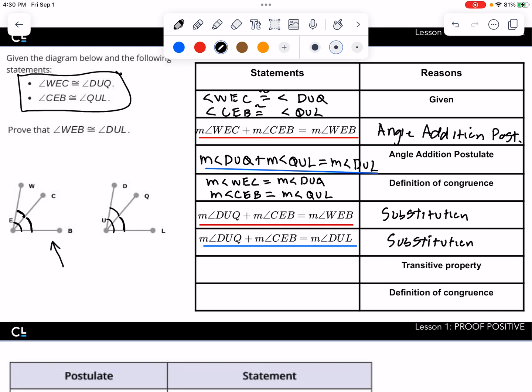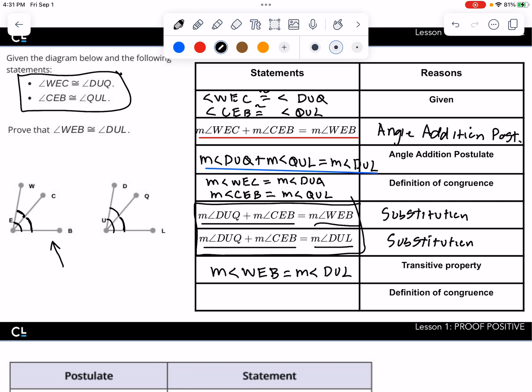Okay, now let's zoom in on these two. What do we notice about these two things? Well, you may notice that the left-hand side is exactly the same. Isn't this and this the same? So if those two things are the same, then that means that we have two things equal to the same thing. And two things that are equal to the same thing are equal to each other. That's the transitive property. So since this is equal to the same thing, and this is equal to the same thing, then I know that those two things have to be equal as well. If they're equal to the same thing, they're equal to each other.